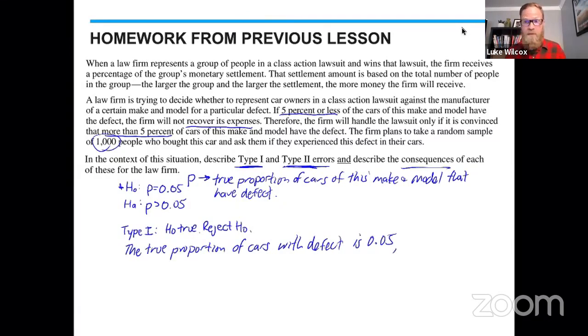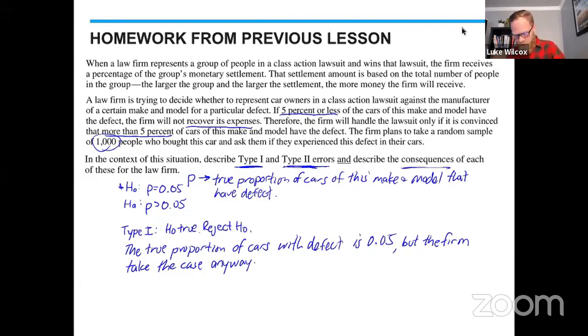Really, 5% of the cars have the defect, but the firm makes an error. They make a mistake, and they decide that the alternative is true. And the alternative is that the true proportion is greater than 5%. Well, if they thought that the proportion was greater than 5%, then they would take the case. So the error that they make here is, we're going to say, the firm takes the case anyway. They really shouldn't have taken the case, but they took it anyway. That's a type 1 error.